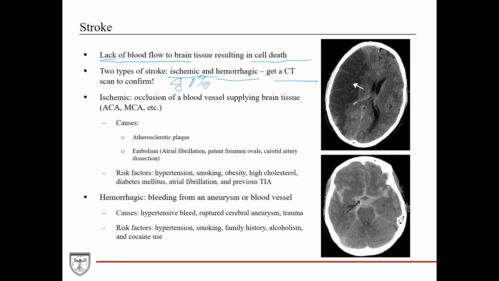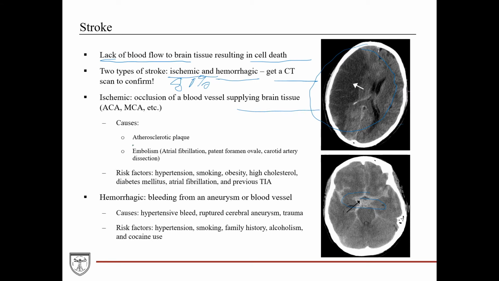So if we come over here, this is actually evidence of an older stroke. You can see it here with this darker gray in the CT scan. And then here, this is an example of an ischemic stroke, which is this white area in the center right here. So an ischemic stroke is an occlusion of a blood vessel supplying brain tissue.